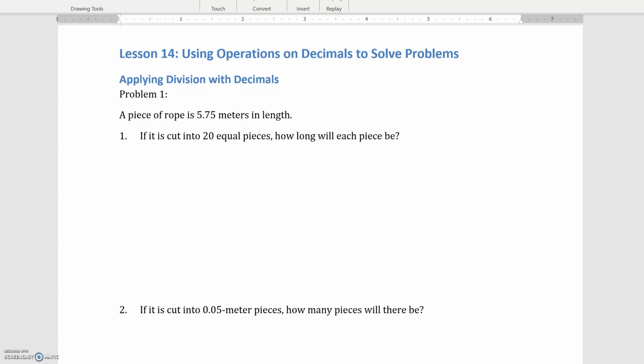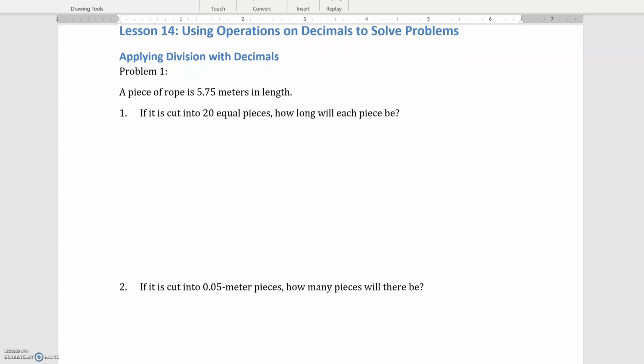Hi scholars, this will be our last lesson before the next test on decimal operations, and today's focus will be solving word problems that require the use of operations with decimals. So this will be a lot of review of the steps to do decimal operations, but we're going to analyze each word problem to decide what operation we need to use to solve it.